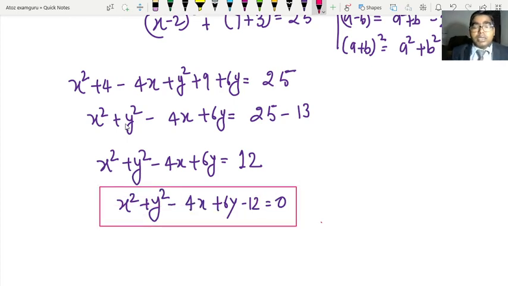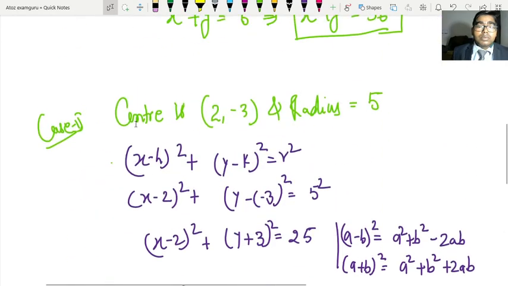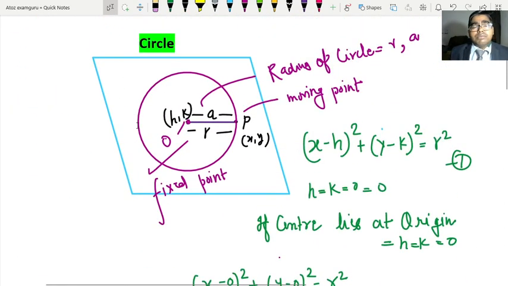So friends, once again I will repeat the whole process. If a circle is given to you and you are asked to find the equation of the circle, then first of all you need two things. You should know the coordinates of the center and the radius, or a point through which the circle is passing. Then by finding the distance between the fixed point and the moving point, you will know the radius. Right, friends?